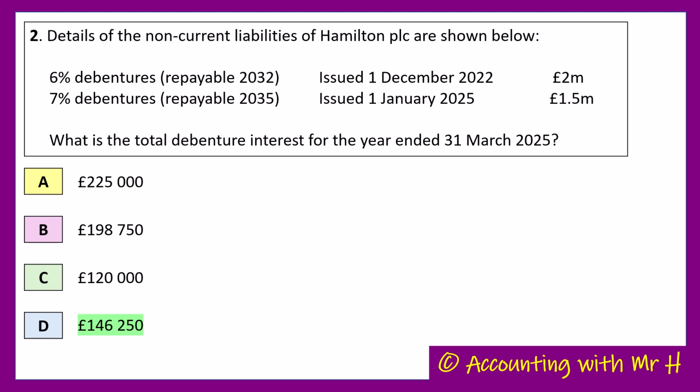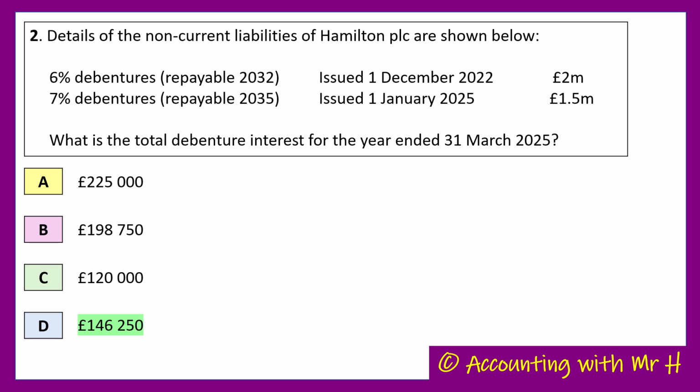Well, we're being asked to do this for the year ended March 25. So these were issued 3 years ago. They've had these debentures all of this last financial year. So £2 million worth of debentures, and they have to pay interest at a rate of 6%. So 6% of 2 million is £120,000.